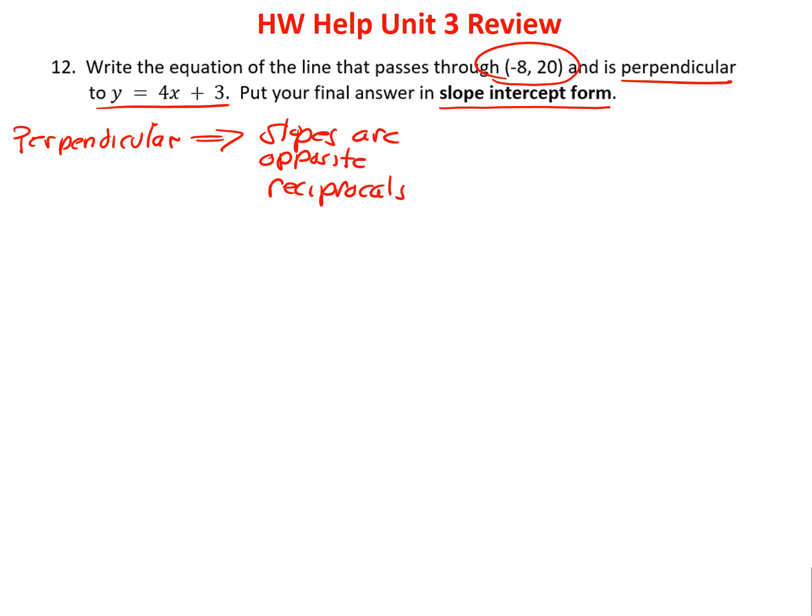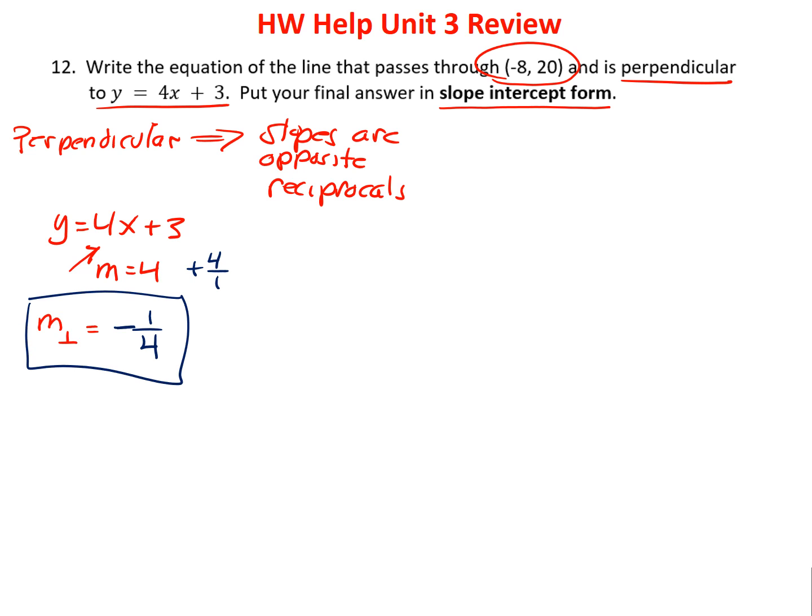Okay? So when I look at this line y equals 4x plus 3, I immediately notice the slope is 4. So if that's 4, what's the slope of the perpendicular? Well, it's the opposite reciprocal. The opposite of 4 is negative 4, and then what's the reciprocal? If I call this 4 over 1, the opposite reciprocal is going to be negative 1 over 4. Okay? So that's the slope we're going to use.